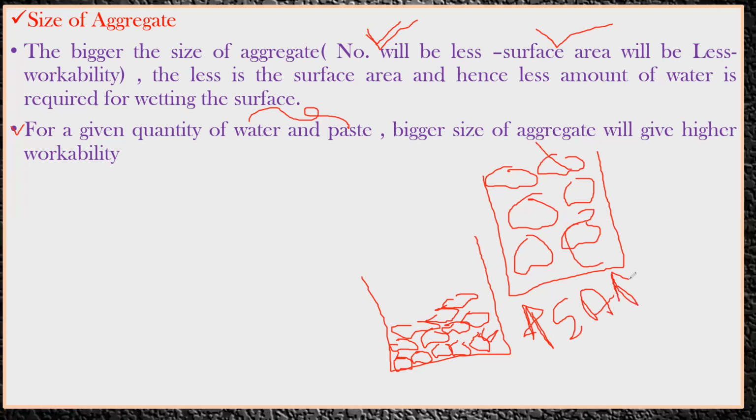And if the surface area has increased, cement paste is same in both the cases, like I explained in the previous case. So more amount of cement paste will go in coating the surface of this aggregate. Then what will happen? Very less amount of cement paste will remain for the lubrication. So hence workability is going to come down. So this is the meaning of the size of the aggregate, and this is how it's going to affect the workability of the concrete.